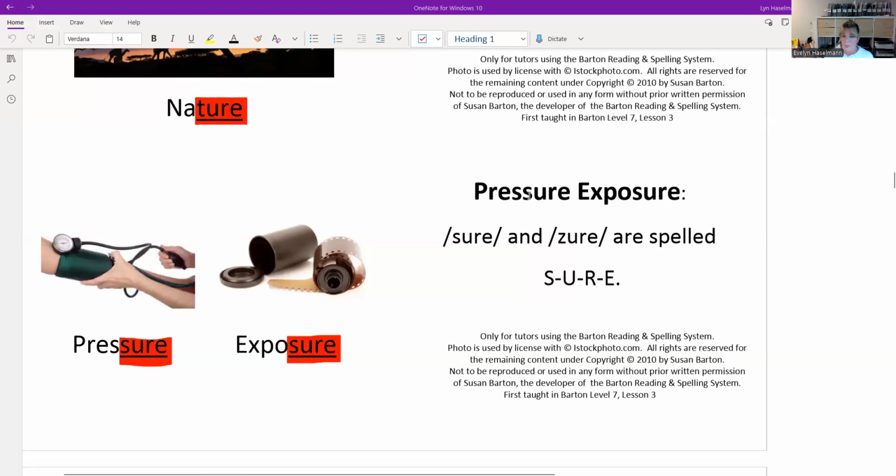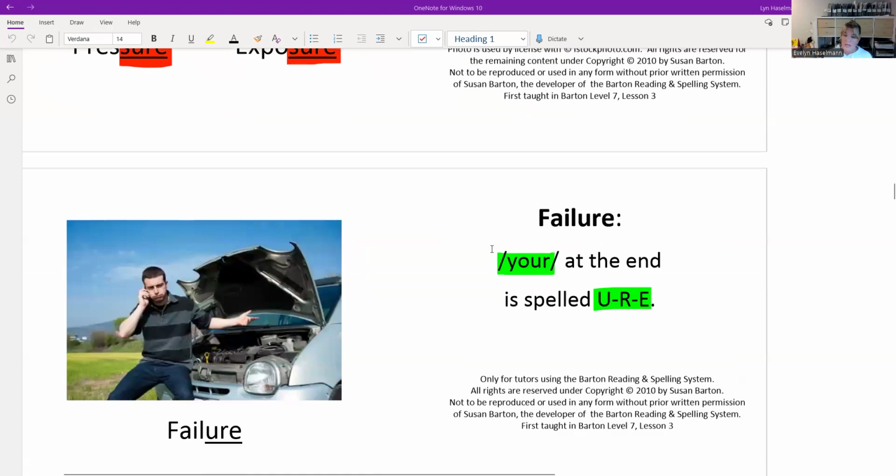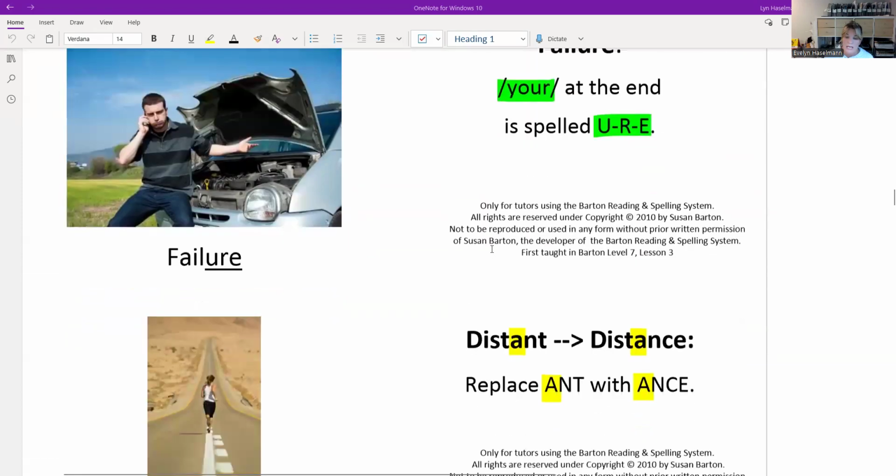If the sound preceding it, right before it, is not a vibrating sound, it's a quiet sound in your throat, it will say sher. It will say zher, as in exposure, when the sound preceding it is vibrating, like the O in expo that vibrates your throat. Exposure. We'll say zher there. They also learned that ure at the end, as in the word failure, is always spelled U-R-E.